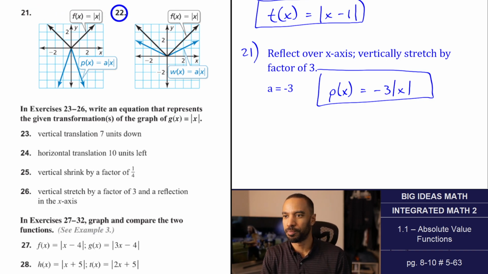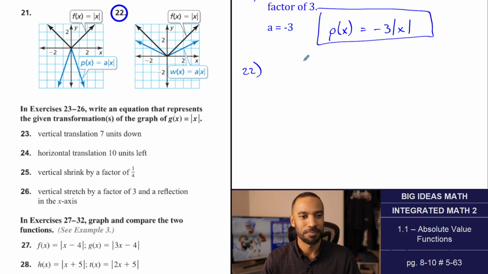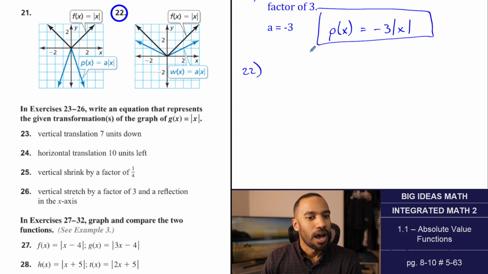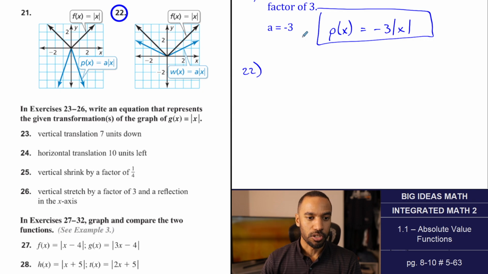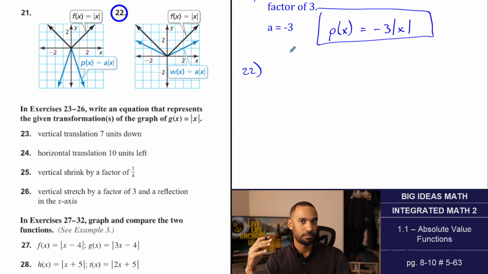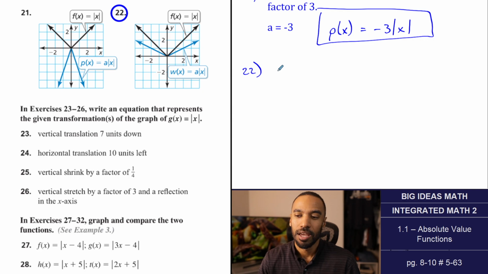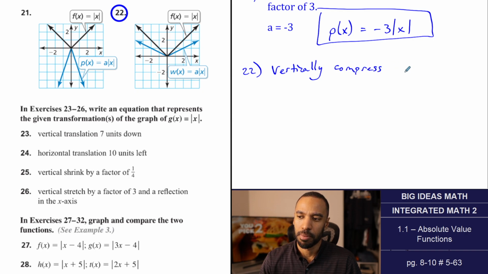Number 22, I don't seem to be going faster than I normally would in any other case, but hopefully you're learning it. No reflection over the x-axis. It's an upward facing graph, so nothing changed there, but there's a vertical compression this time. Up 1 half, over 2 to go up 1 instead of up 2. So the A value is 1 half. We vertically compress by a factor of 1 half.